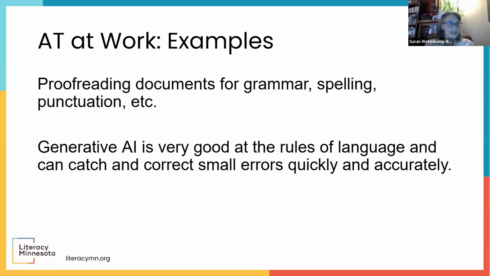You would think I would notice these things, but I don't always until I actually look at it on paper. And generative AI is really, really good at the rules of language and can catch and correct small errors very quickly and accurately. You can just copy paste your text into the tool and it'll proofread it for you. Not everything needs that level of accuracy, but if you're producing your 5-year narrative, or putting something on your school website, or making a flyer and you want to make sure it's right, it can help you do that proofreading really quickly and accurately.